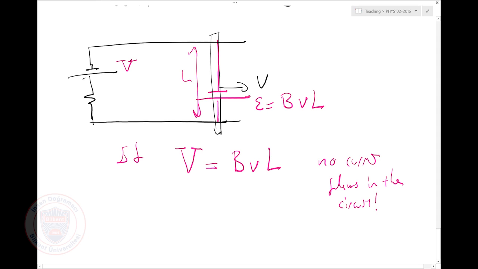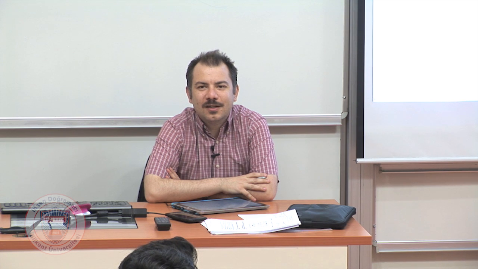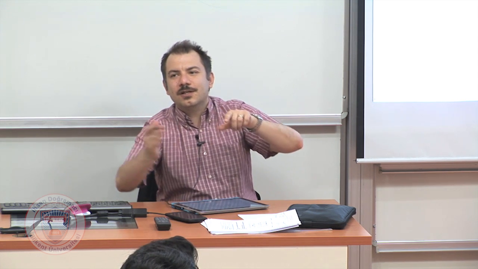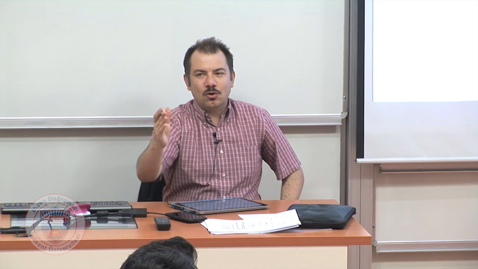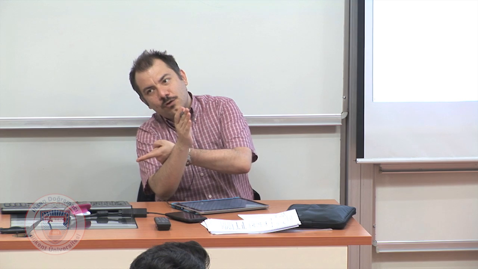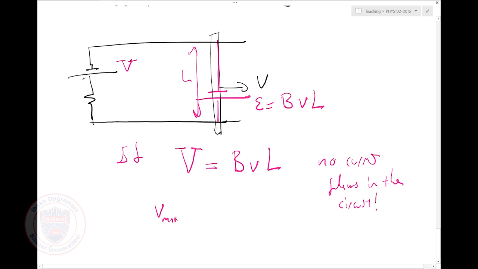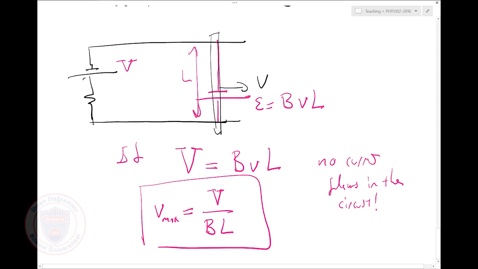If velocity is larger than that, what will happen? If velocity is larger than that, then the current will flow in the reverse direction, which means my rod will slow down. If velocity is less than that, there is still force pushing in the positive direction, so I will try to reach that critical terminal velocity in that system. Okay, so the maximal or the terminal velocity in the system will be V divided by B times L.